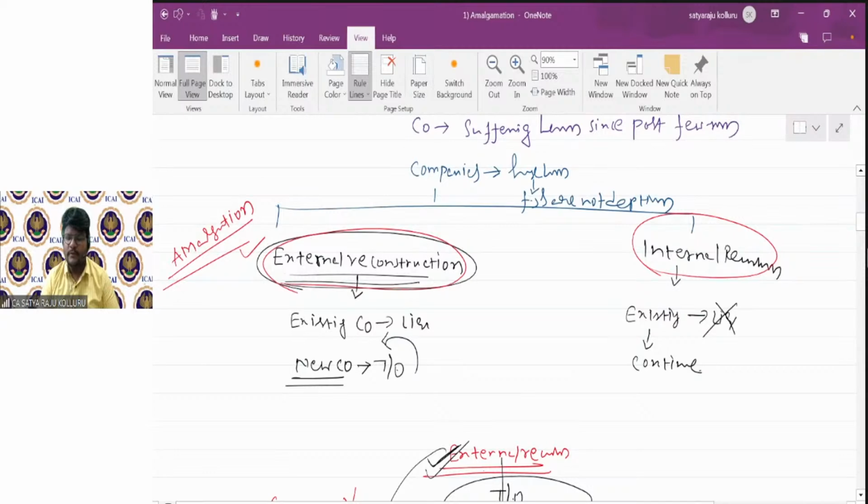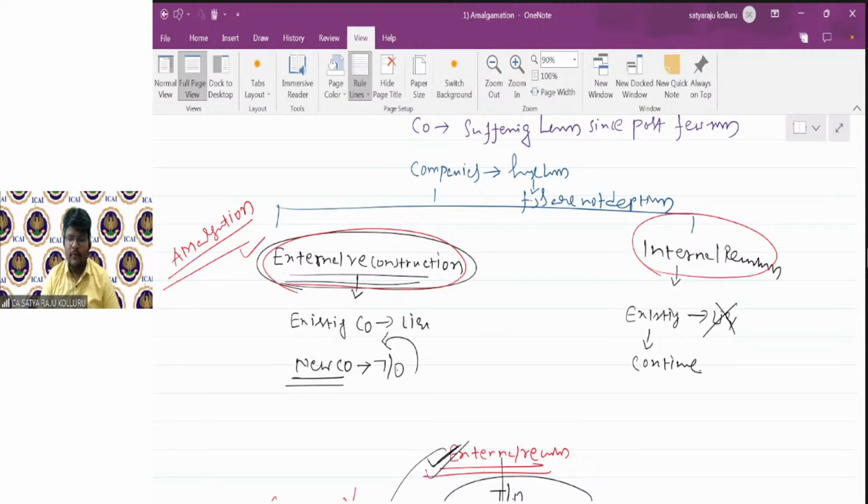Generally, companies will go for either external reconstruction or internal reconstruction. In external reconstruction, the existing company is liquidated and a new company is incorporated to take over that existing company. In internal reconstruction, without liquidating the existing company, the financial statements are internally revamped. We will see that in our next chapter, internal reconstruction. That's why I don't give much introduction to it now. We will discuss it top to bottom in that chapter.